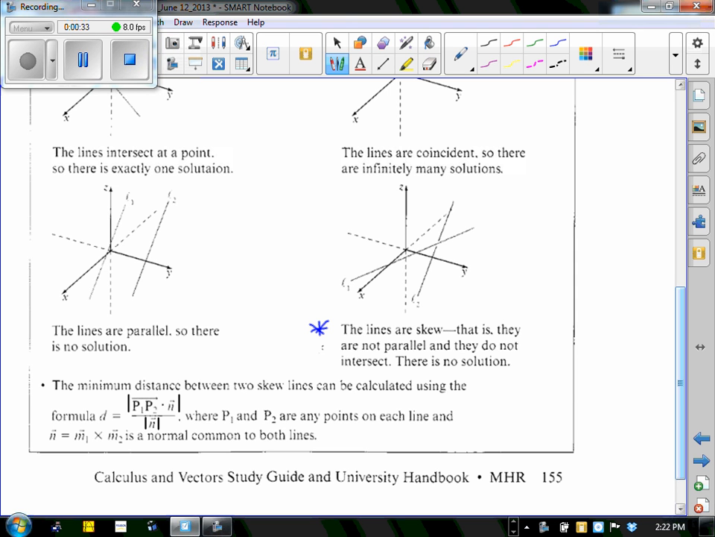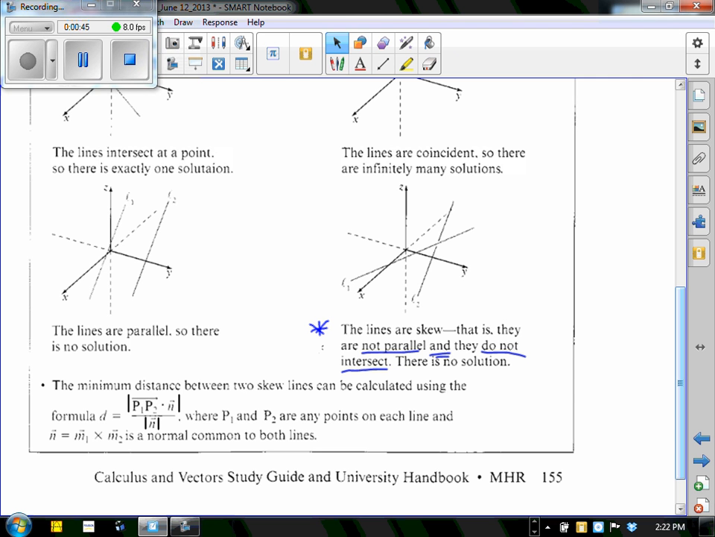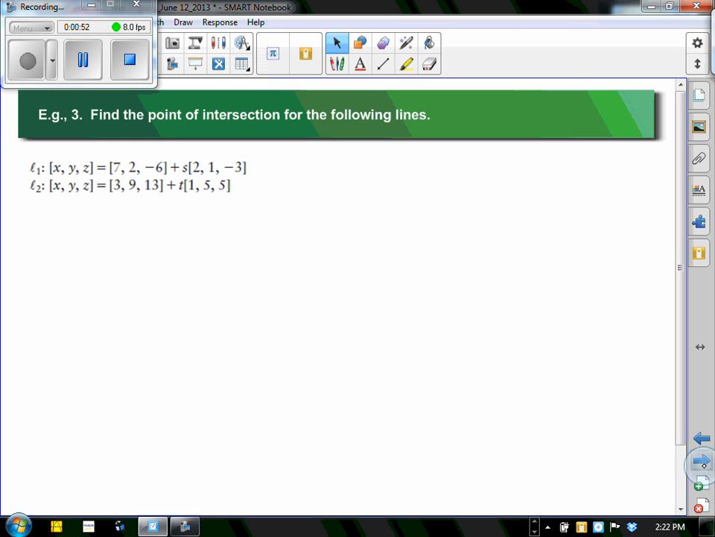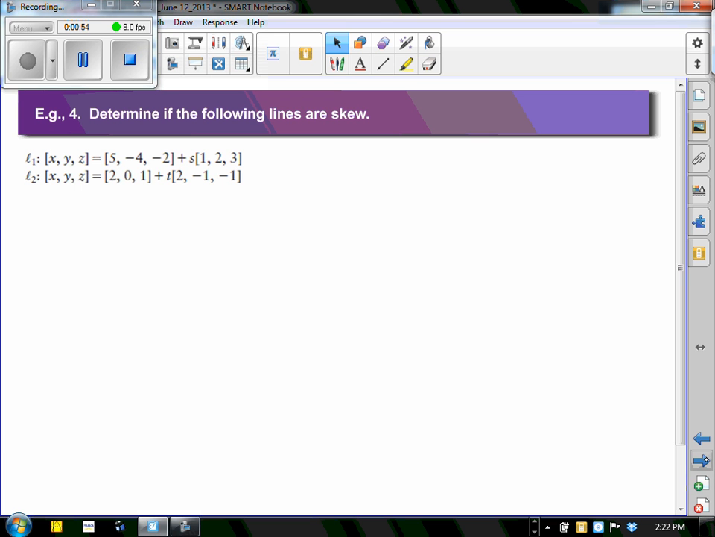Lines are skew when they are not parallel and they do not intersect. There is no solution. So with this example, we need to show two things: that the lines are not parallel and that they do not intersect, in order to establish that the lines are what we call skew. So let's start by considering whether or not they are parallel.